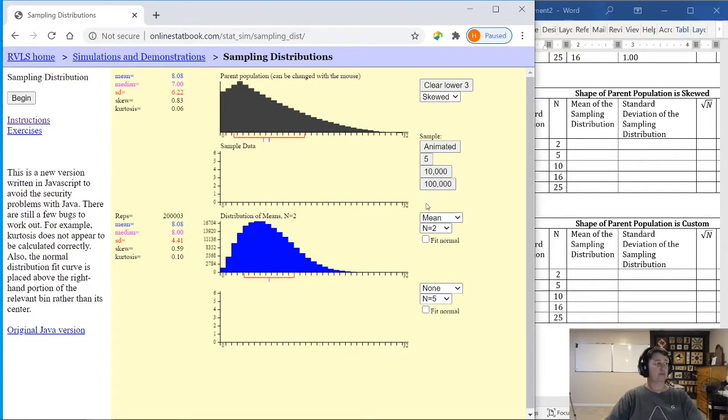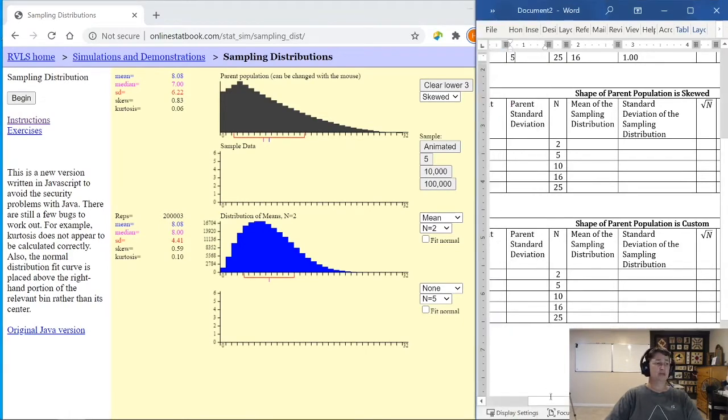200,000 times. It's still pretty skewed to the right, isn't it? That distribution looks still skewed to the right. Maybe not as skewed as this one was, but it still looks skewed to the right. Let's record some information just so we can look at it here in a minute.